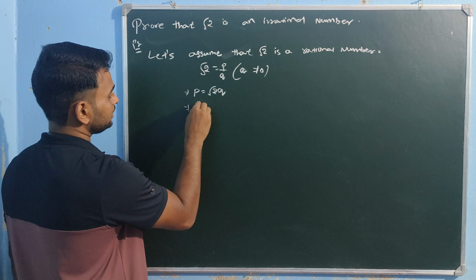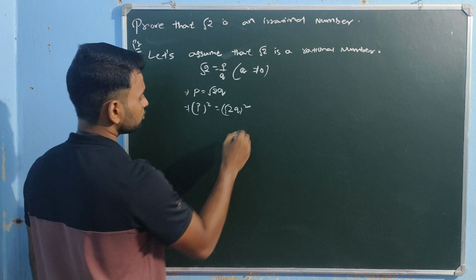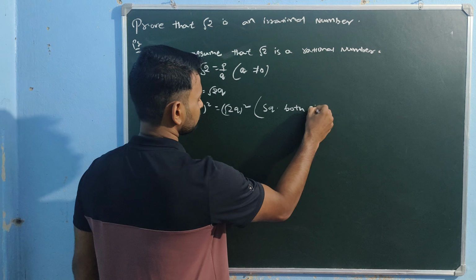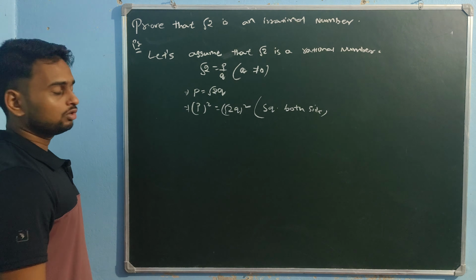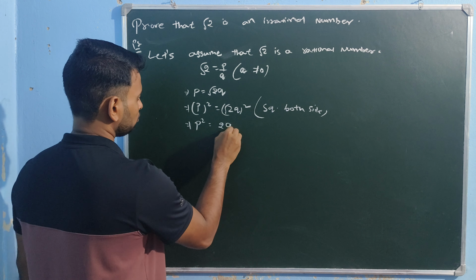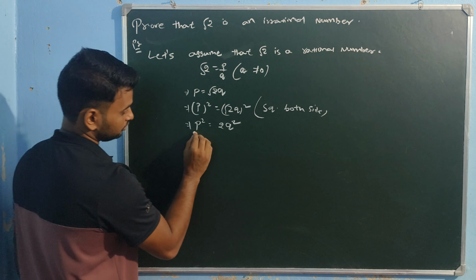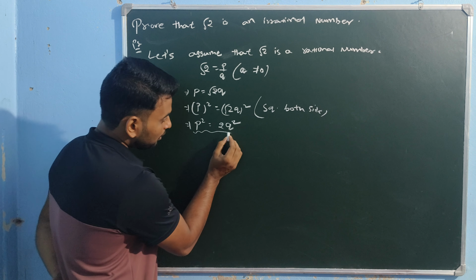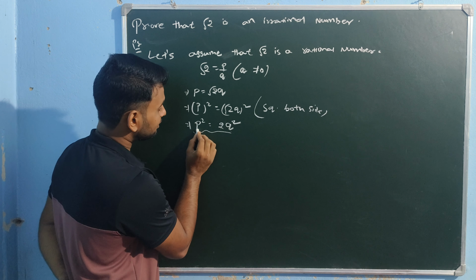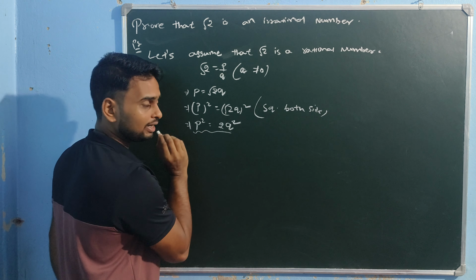Then by squaring both sides, p square is equal to root 2 q whole square. That implies p square equals 2q square. Let's see the statement. If I multiply q square with 2, then we get p square.